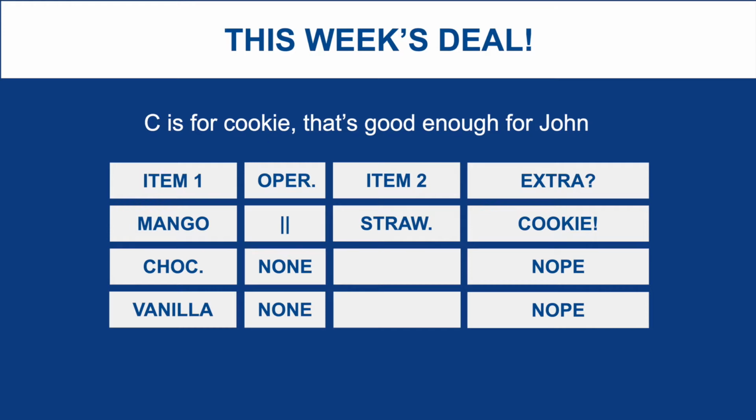But basically, take a look at this table. Mango or strawberry, you get a cookie. If it's just chocolate, there's obviously no operator, and then there's no extra. If it's just vanilla, there's no operator, and there's no extra. Pretty simple.